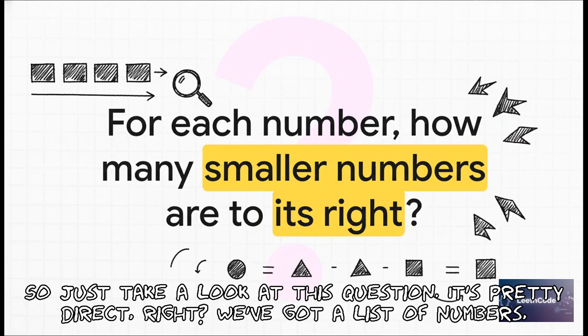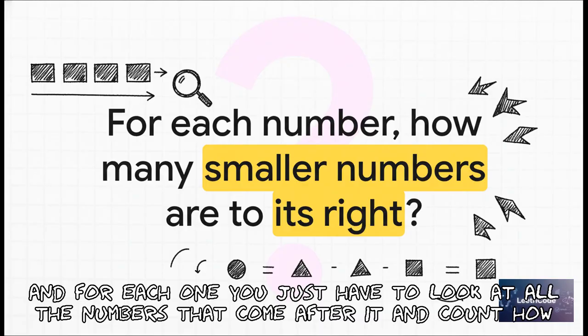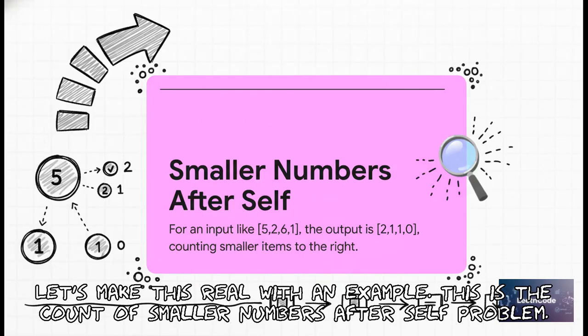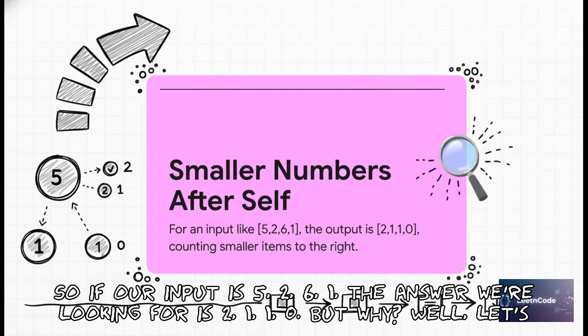So just take a look at this question. It's pretty direct, right? We've got a list of numbers, and for each one, you just have to look at all the numbers that come after it and count how many are smaller. Seems easy enough, but how would you actually write the code for that? Let's make this real with an example. This is the count of smaller numbers after self problem. So if our input is 5, 2, 6, 1, the answer we're looking for is 2, 1, 1, 0.